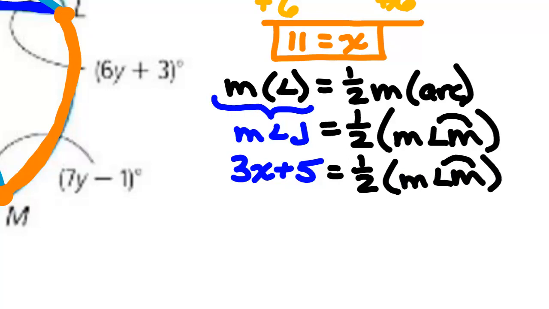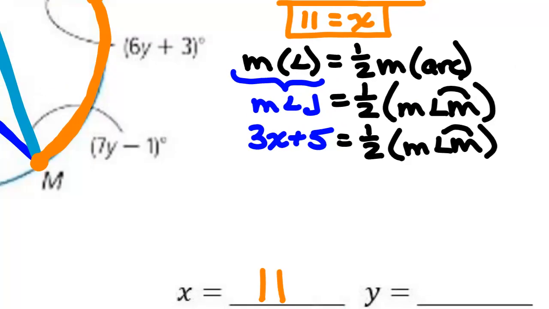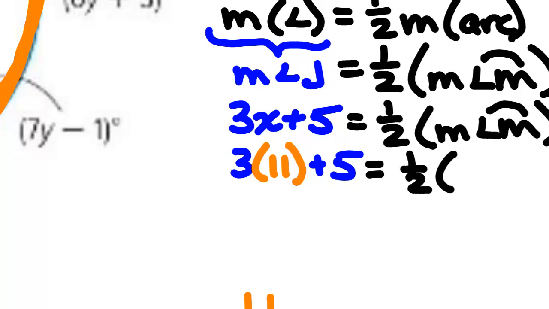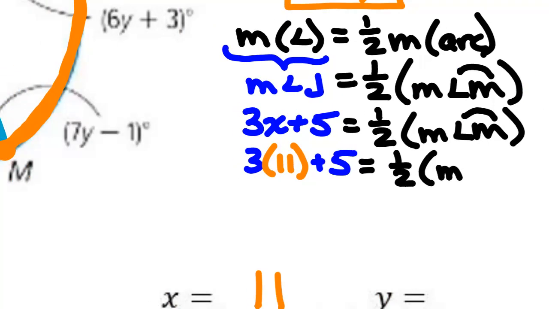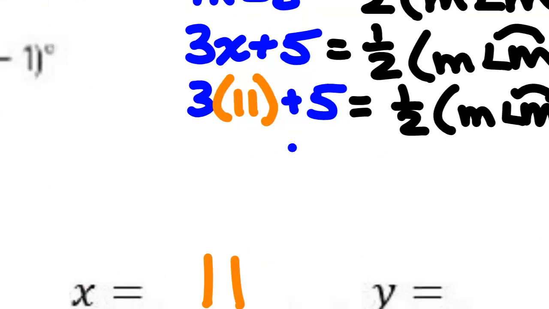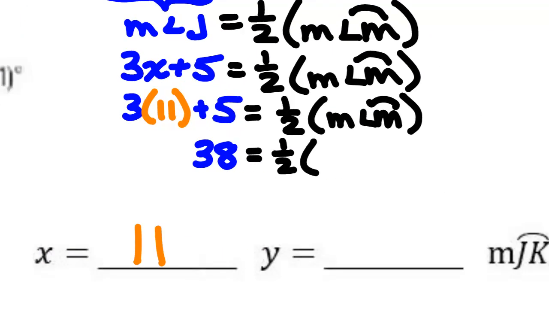How big is x? 11. So I have 3 times 11 plus 5 equals 1/2 times the measurement of arc LM. 3 times 11 is what? 33 plus 5. 38 is equal to 1/2 the measurement of arc LM.